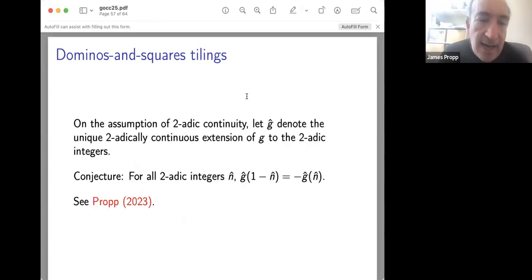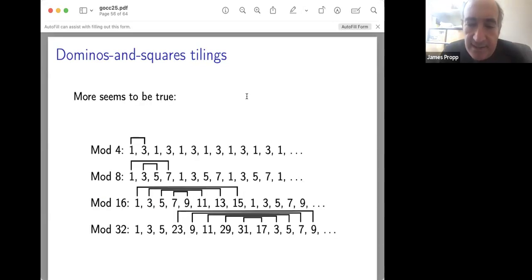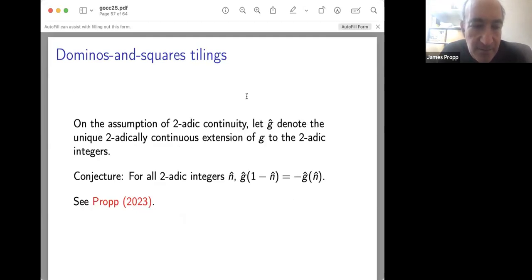So in fact, on the assumption of two-adic continuity, let g hat denote the unique two-adically continuous extension of g to the two-adic integers. Then it appears that for all two-adic integers n hat, if we take g hat of 1 minus n hat, we get the negative of g hat evaluated at n hat. That's this property that if you add them in opposite pairs, they sum to 0 modulo some large power of 2, which means they're negatives of each other. So I conjectured this in a 2023 article.